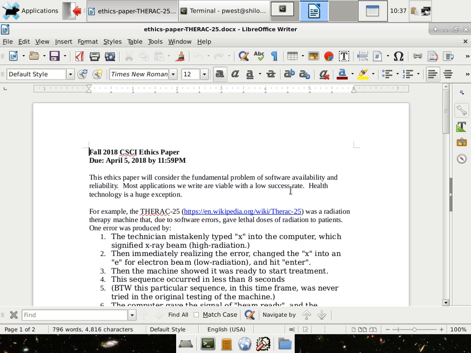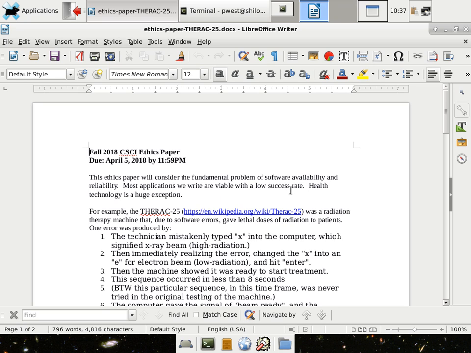Okay. Most applications we write are viable with a low success rate, aka if you're running a game on your phone and the game crashes, well, at least no one died, right? Health equipment might be a little different. For example, the Therac-25 was a radiation therapy machine that, due to software errors, gave lethal doses of radiation to patients. Yes, people actually died because the software for the system was not written correctly.